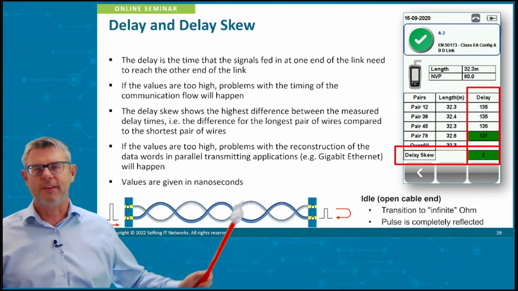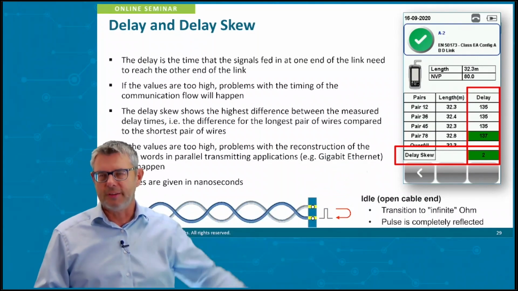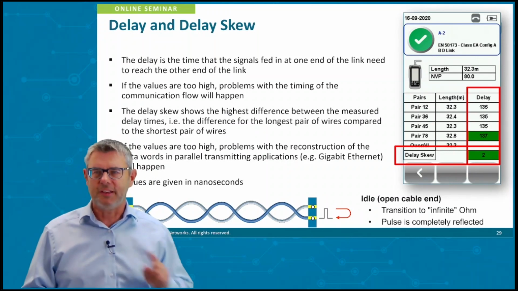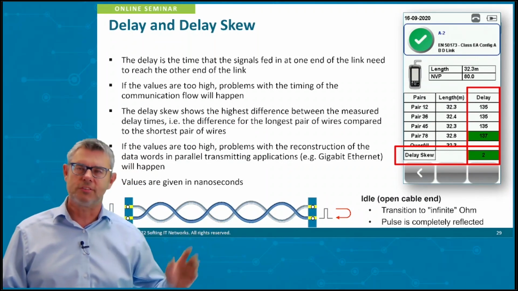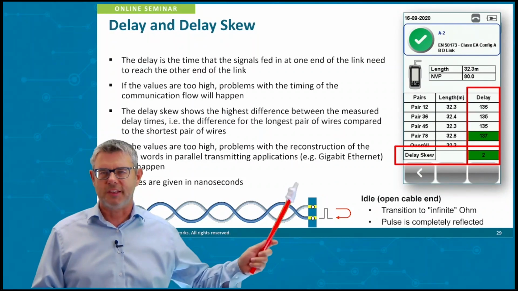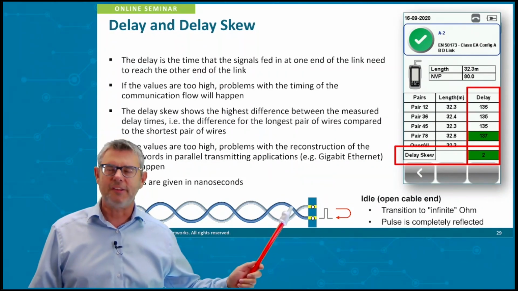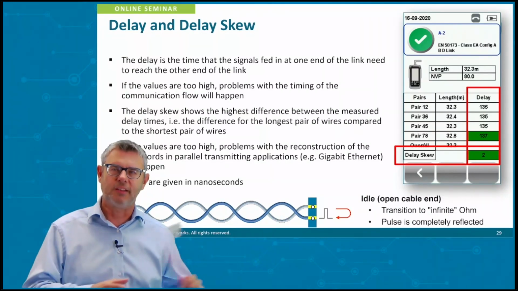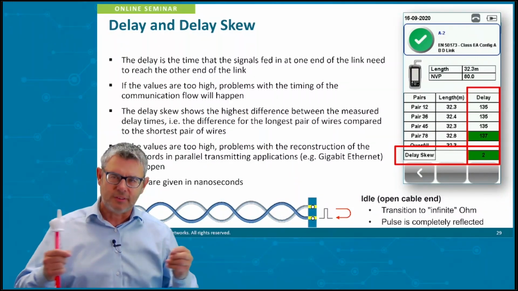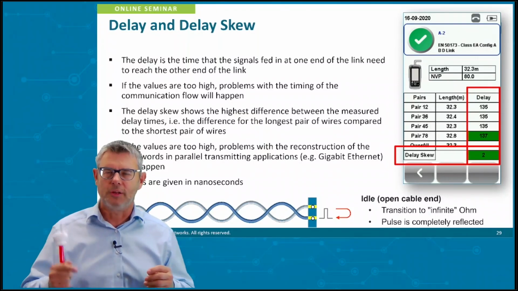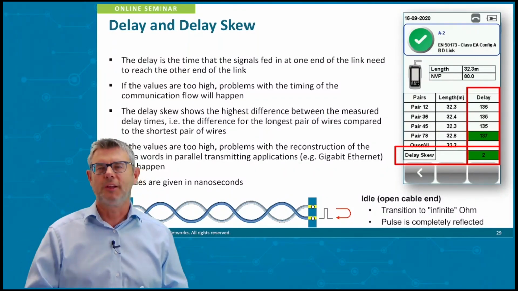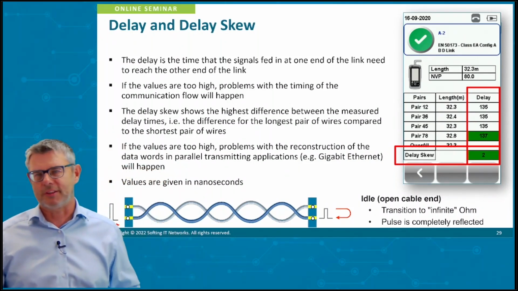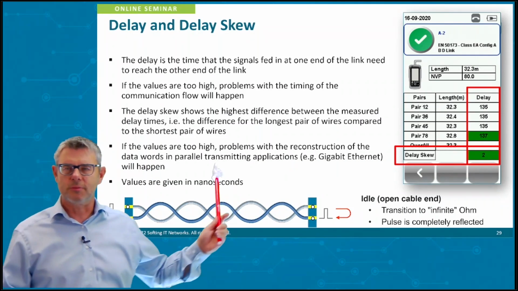And the second is that the delta between the four different pairs is not too big either. Because if the delta of the delay time is too different, the delay skew is too big, and the receiver on the end side of this link cannot clearly identify the signals coming from the other side, and cannot recombine the data word which comprises four different parts sent over the four pairs. So we have to make sure that the delay and delay skew values are kept under certain limits. This is what the instrument is telling us here.